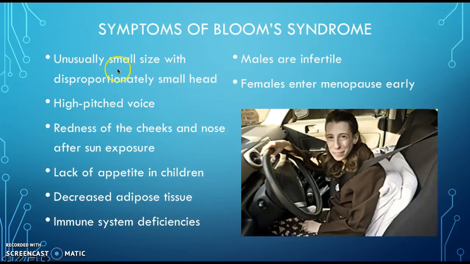So the symptoms of Bloom syndrome are unusually small size, with the average height only being 4'7". They also have a disproportionately small head. They also have high-pitched voices, redness of the cheeks and nose, lack of appetite in children, and decreased adipose tissue, that's fat tissue, so sometimes they look anorexic. Immune system deficiencies, males are infertile, and females enter menopause early. And you can see some of these symptoms in the picture of this woman here, where she's very skinny and very short, hence why she's close to the steering wheel, and that pale skin.